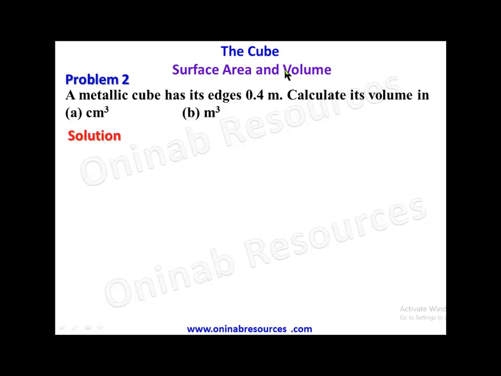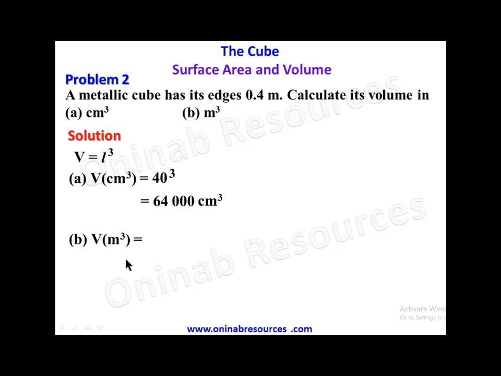So to find the solution, we know the volume is L cube. For A, the volume in cubic centimeters, we convert 0.4 meters to centimeters by multiplying by 100, because 100 centimeters make 1 meter. So we have 40 cube, which is 40 times 40 times 40. If we concentrate on 4 times 4, 16, then times 4, it gives 64. We then add 3 zeros, so that we now have 64,000 cubic centimeters.